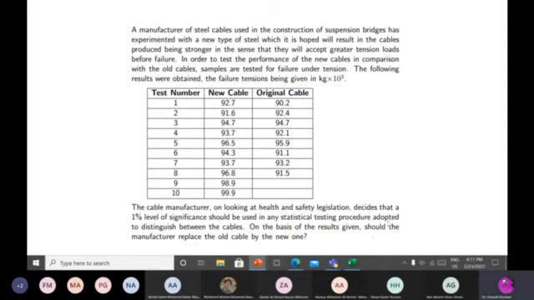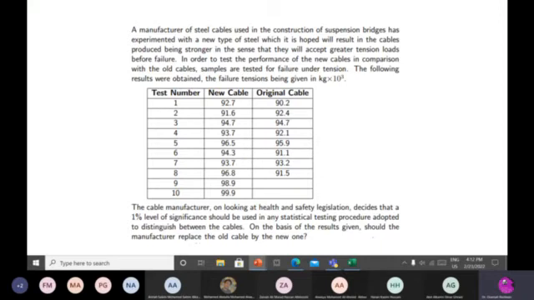Any statistical testing procedure to adopt to distinguish between the cables on the basis of the results given: should the manufacturer replace the old one by the new one? So I'm just comparing the mean for this to that one. He's saying the cables produced are stronger in the sense that they will accept greater tension, right? So with a measurement like this and the tension failure, if I compare the mean, I can say which one is better than the other, right?